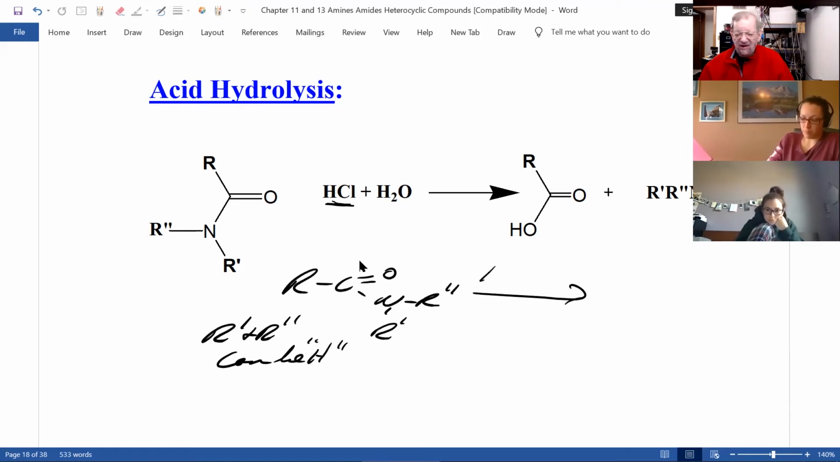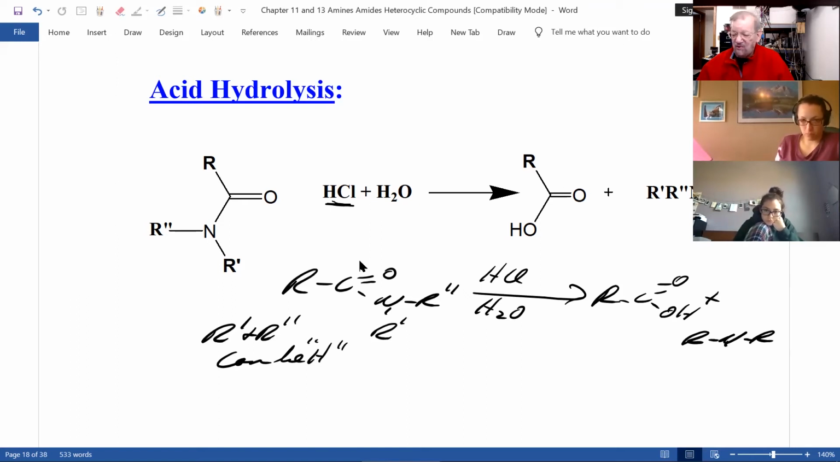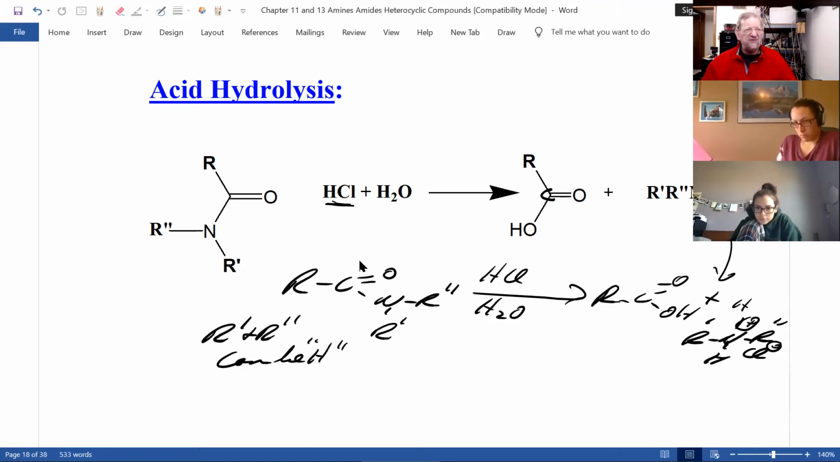If you react it with HCl and water, you'll get back the carboxylic acid you would have used to make that amide, plus the amine salt of the amine you would have used to make that amide, which is what I have down here, this different way. Now, it turns out this is a very important reaction. We say that about all reactions, but this one is, because we're going to come back and talk about it later in the semester.